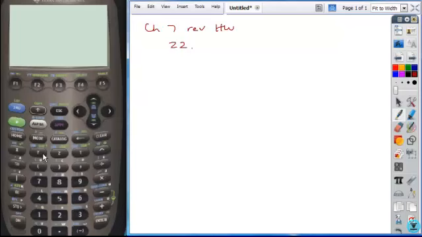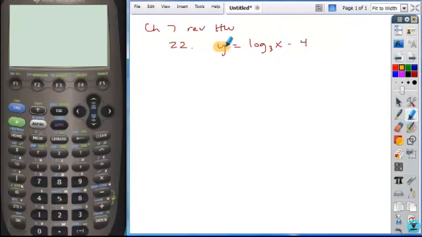22 on the Chapter 7 review. And I know I've already answered a lot of your questions about this, but I want to show a couple different ways to solve this problem. All right, so here is the problem, and I'm going to write it down because the main mistake has to do with how it's written and how it's interpreted.